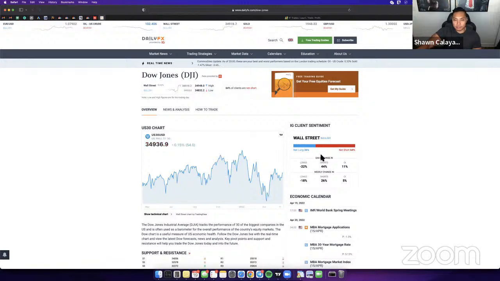Basically, you want to use this to identify where you want to trade. If everyone's selling, you want to do the opposite, right? Because the majority of people lose at trading. You don't want to do what everybody else is doing. You want to do what the minority are doing. So if this says that it's 64% short, I'm going to be looking for some buys here.